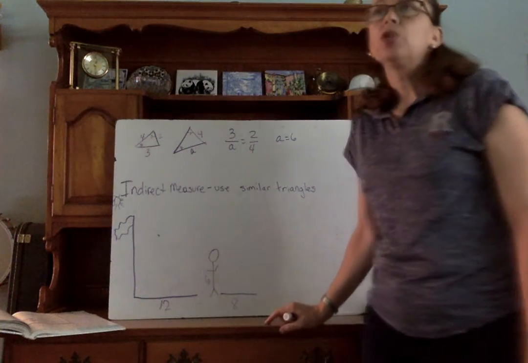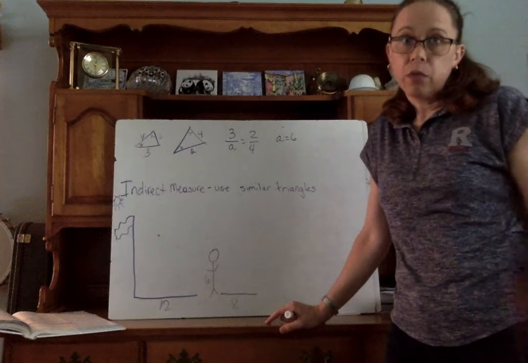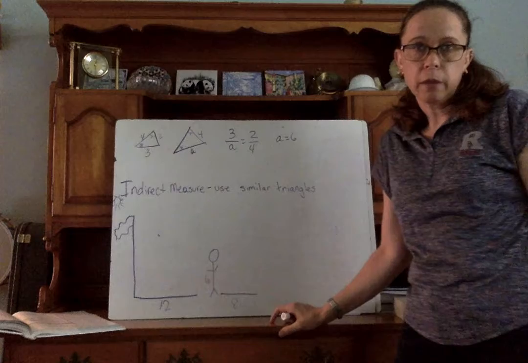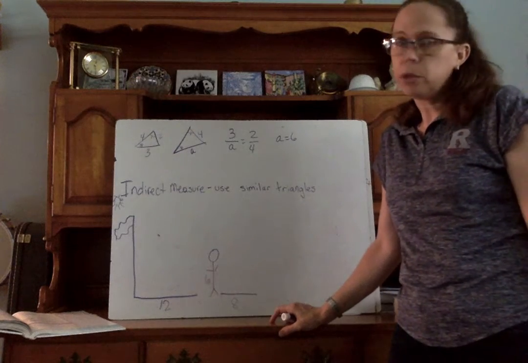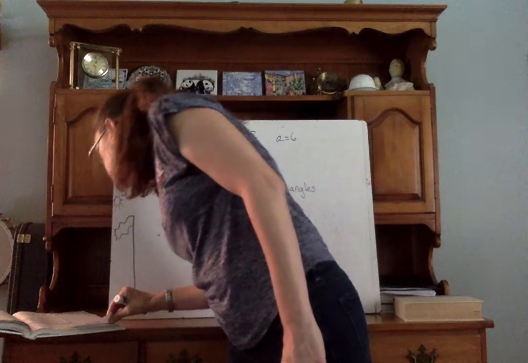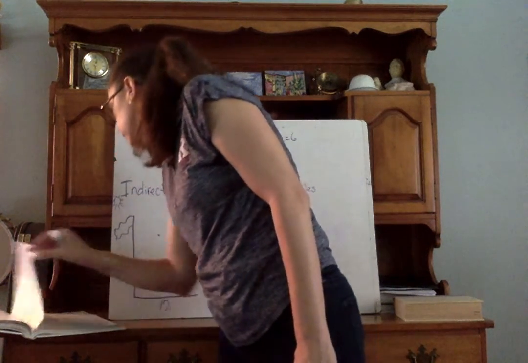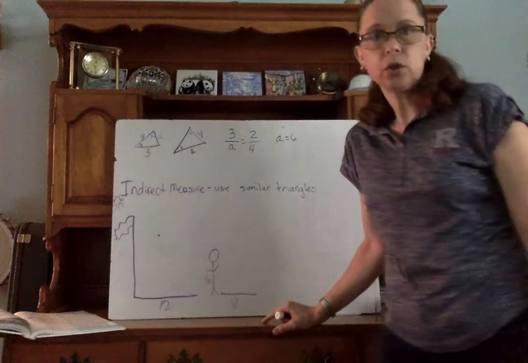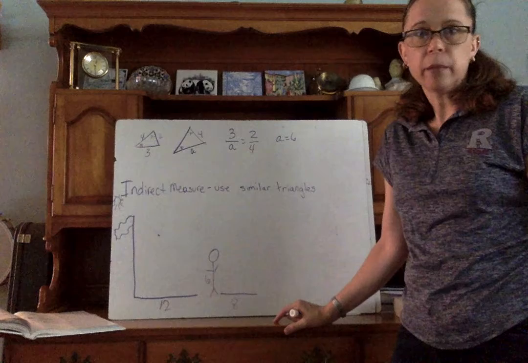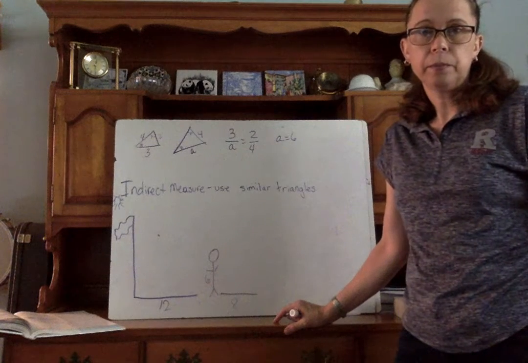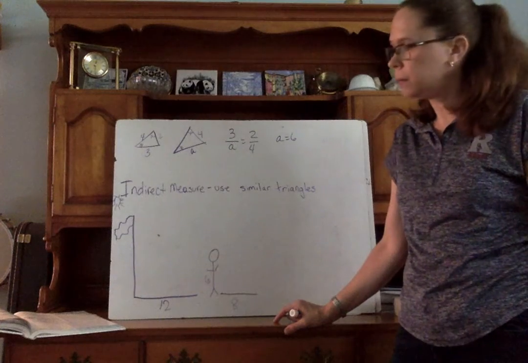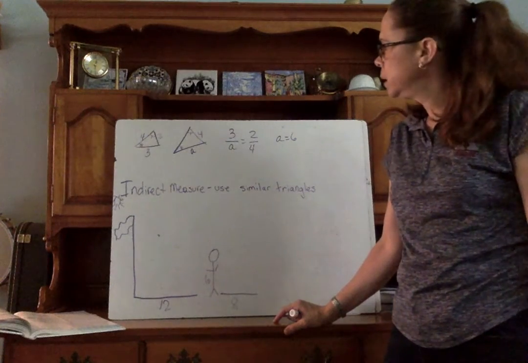So when we have similar triangles, if we're missing a length, we can form a proportion to find the length. There's an example in your book on page 669, Example 1. Go ahead and try that one. Use the same process as we did here and see if you can figure out Example 1 before looking at the answer. Hope you did well.